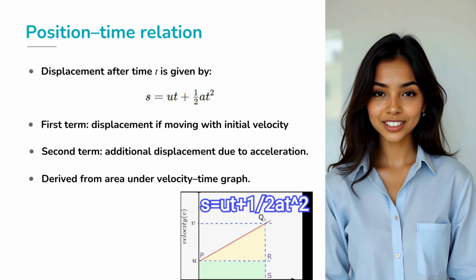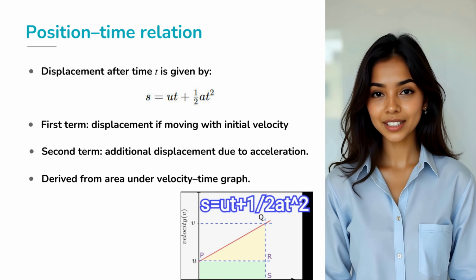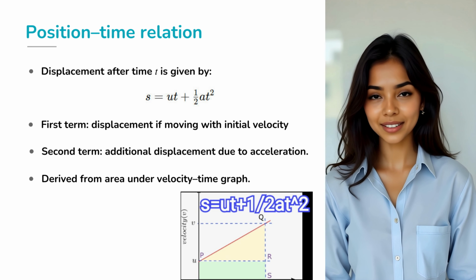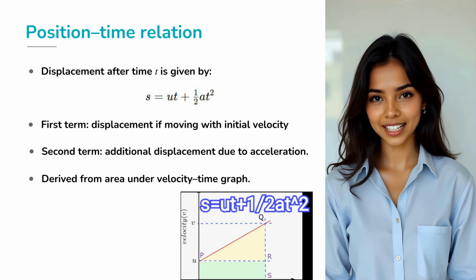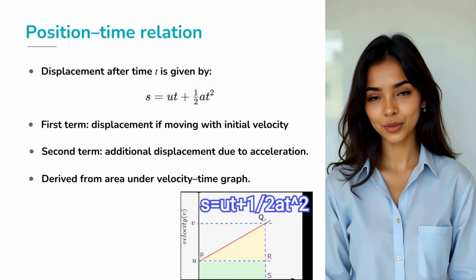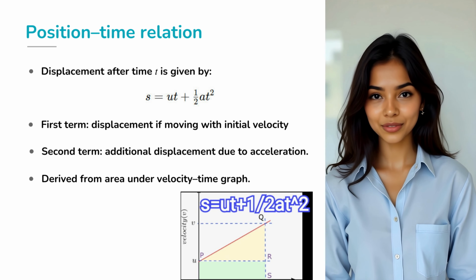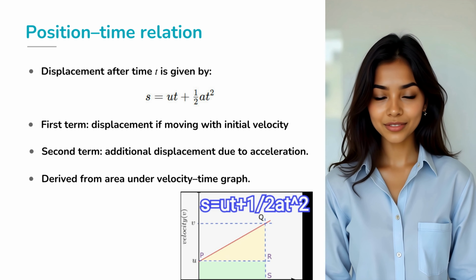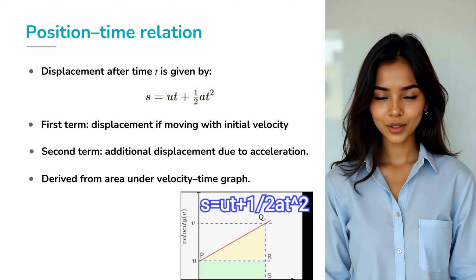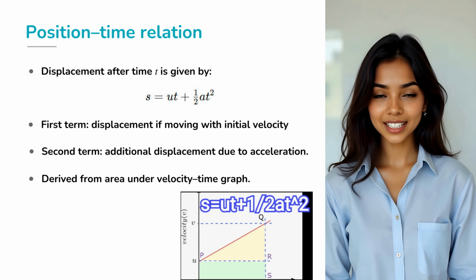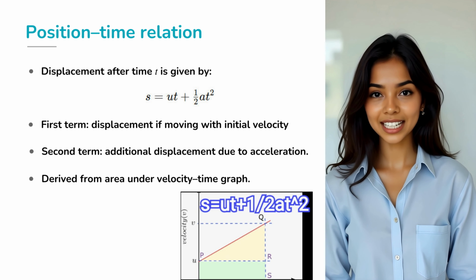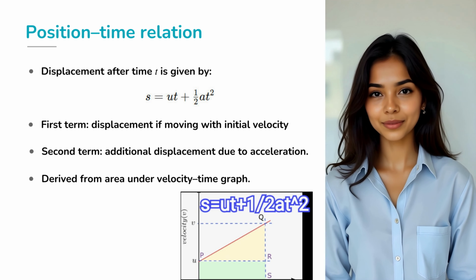Now, let's ask, how far does the object travel in that time? That's where the second equation comes in. It states s equals ut plus 1 by 2 at squared. The first term, ut, is the distance the object would cover if it moved at its initial speed all the way. The second term, 1 by 2 at squared, is the extra distance gained due to acceleration.